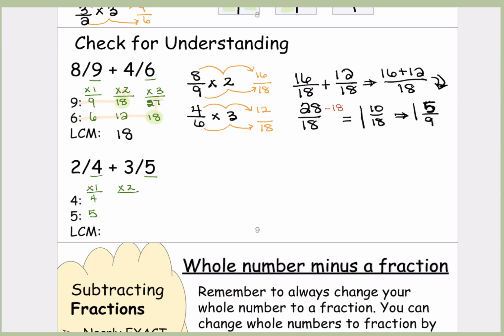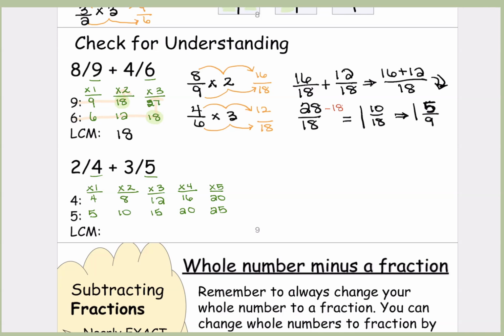Times 2. 4 times 2 is 8. 5 times 2 is 10. I still don't have any matches, so let's continue. Times 3. 4 times 3 is 12. 5 times 3 is 15. Times 4. 4 times 4 is 16. 5 times 4 is 20. Still no matches there. Times 5. 4 times 5 is 20. And 5 times 5 is 25.